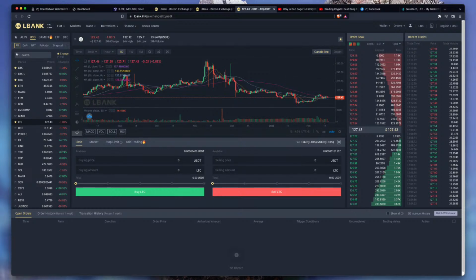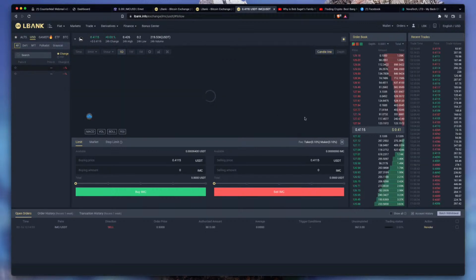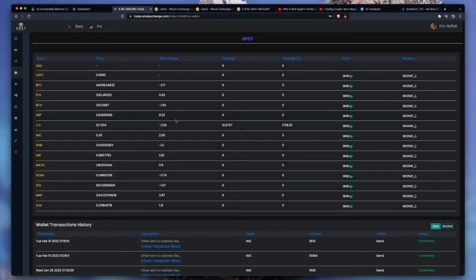And you can change which token you're looking at. You can set favorites. I've got Litecoin, IMC, Bitcoin, Ethereum, and I guess LBank makes me make it a favorite. And then I can switch to IMC and I can see what the price goes up and down to. IMC is our Wyoming-based token. Get it, because they can't tax you on it. EMET also will not tax you because they are registered out of Wyoming. You cannot get taxed from this wallet, whereas an LBank's not taxing either.